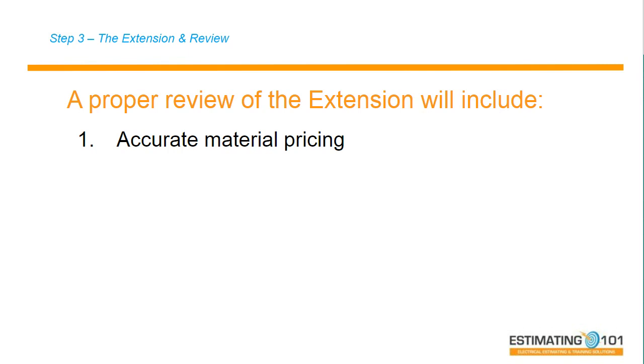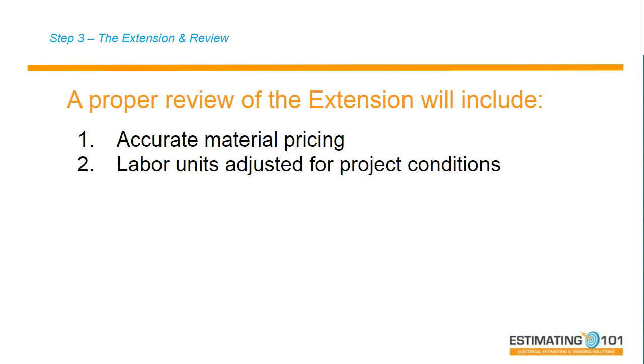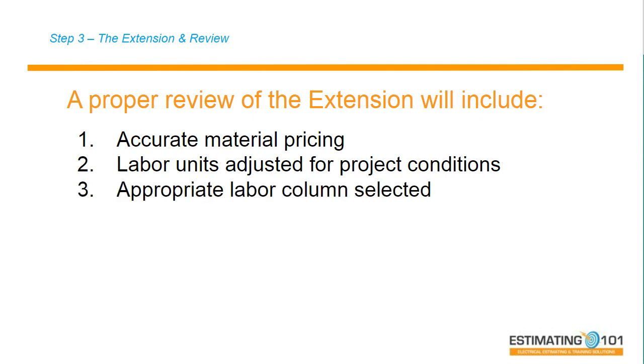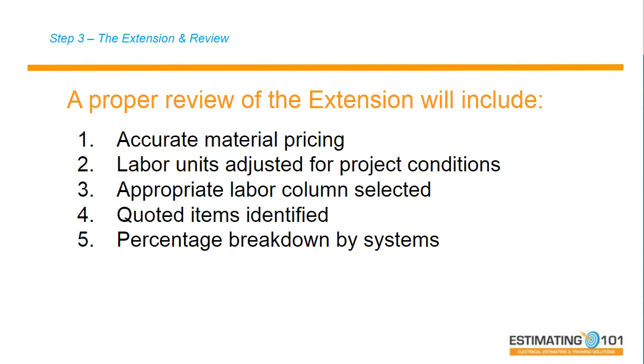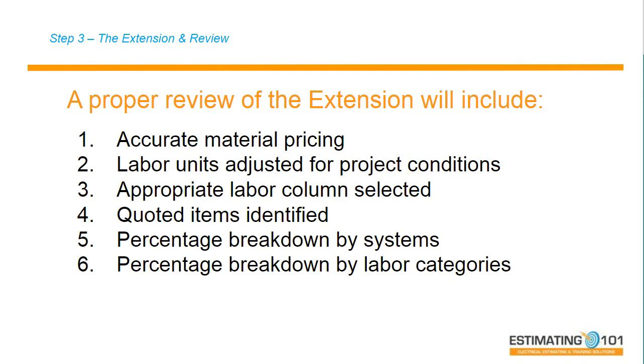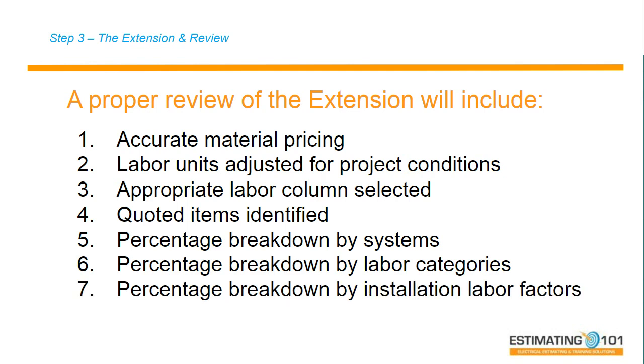A proper review with the extension screen will allow me to accurately price my material. Of course, there are pricing services like Trade Service and Supplier Links, net pricing services. It's going to allow me to look at my labor units and adjust them for the project conditions. I'm going to select an appropriate labor column. Most software will allow you to shift between column 1, column 2, column 3, and or a custom labor column you have. On the extension screen, I can identify all of my quoted items. I can do a breakdown and look at my percentages by system. I can do it by labor categories, by the installation labor factors, and by the material categories.